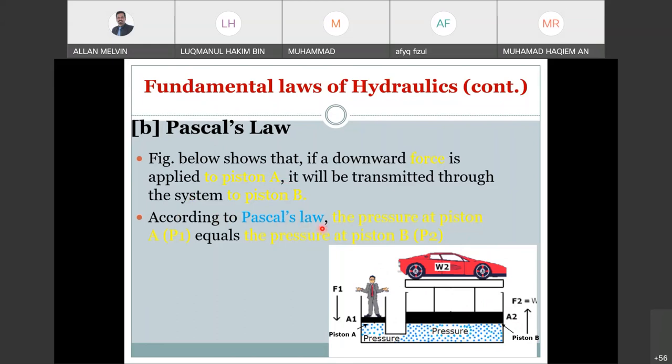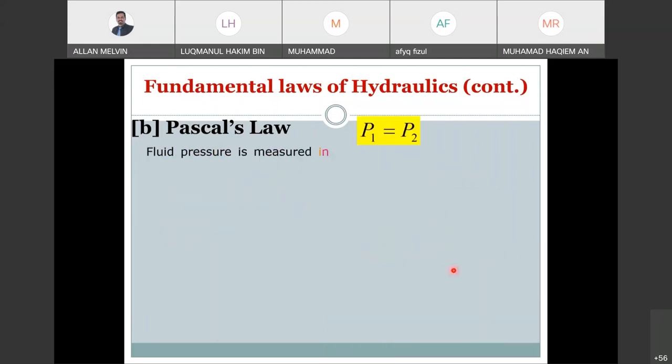According to Pascal's law, the pressure at piston A, or A1, pressure P1, equals the pressure at piston B, or piston A2, which will produce a force in the opposite direction to lift something. Okay, so the key formula. Animation here.